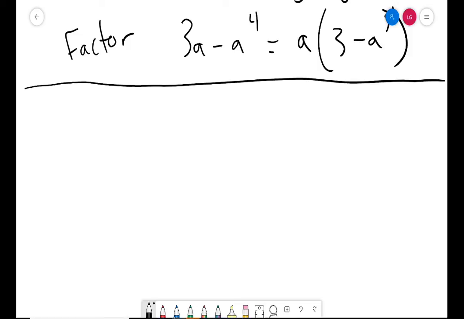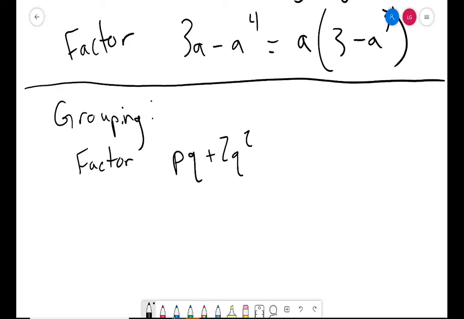Now, the larger idea here for the first stage of our factoring learning is a concept called grouping. So this concept lets us, well, it's probably best to look at an example actually, and you can see what grouping lets us do here. We're going to try to factor p times q plus 2q squared minus 7p minus 14q.